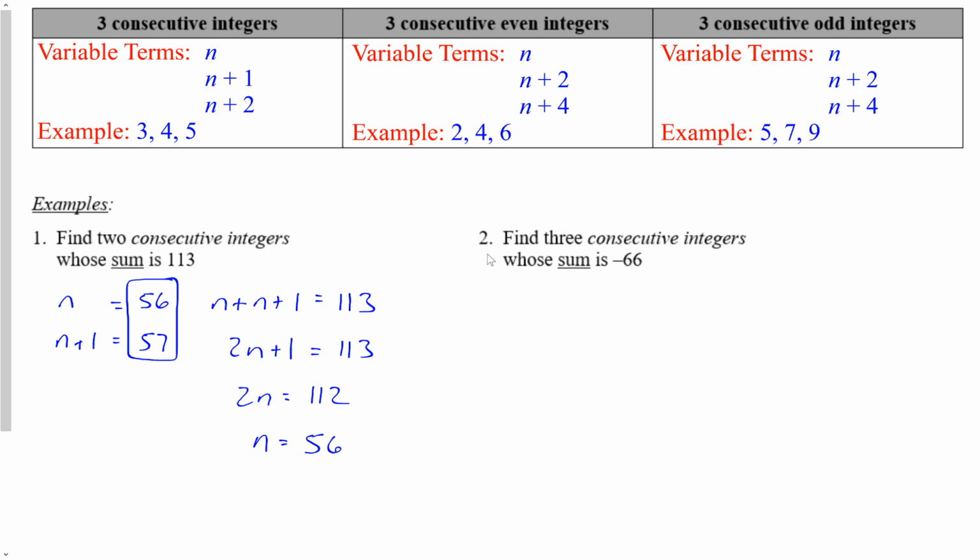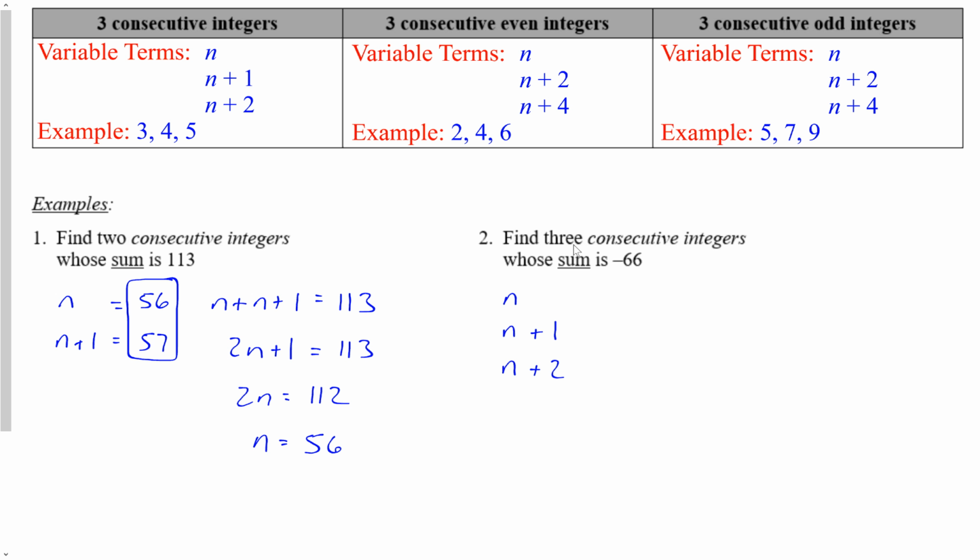If we go over to the second one, finding 3 consecutive integers, now before we even go any further, if we have to find 3 consecutive integers, again, it does not say even, it does not say odd, so we have to realize that we would just be adding 1 each time to get to the next consecutive integer. So our 3 variable terms would be n, n plus 1, and n plus 2.